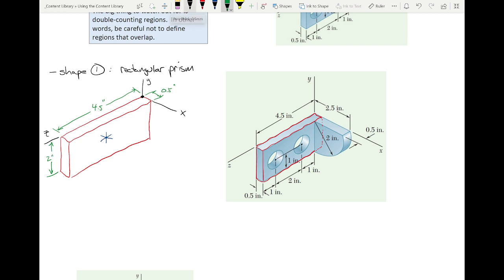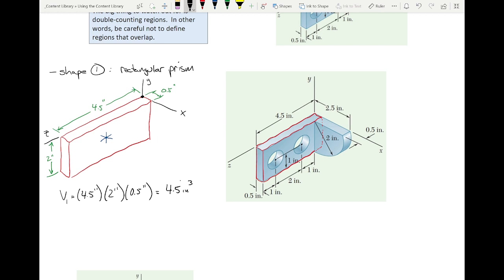So I propose that the volume of object number 1 is 4.5 inches times 2 inches times 0.5 inches, which 2 times a half is 1, and 1 times anything is itself, so 4.5 cubic inches. So far, so good?